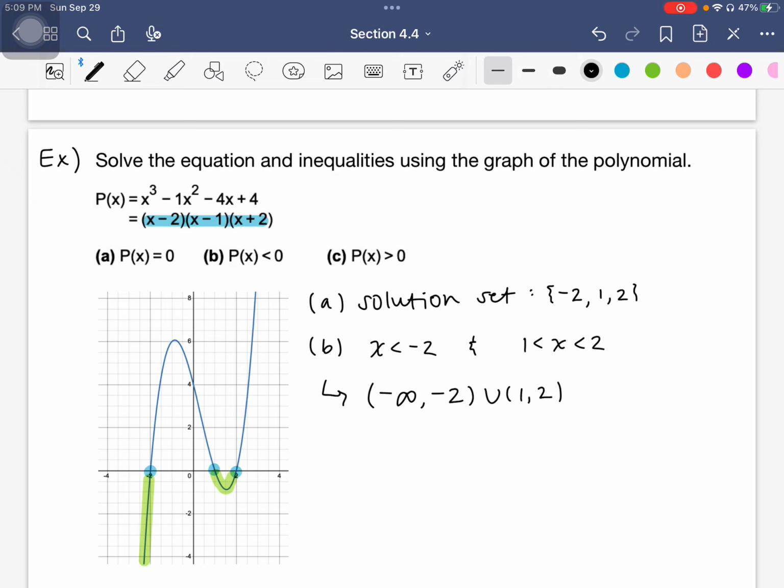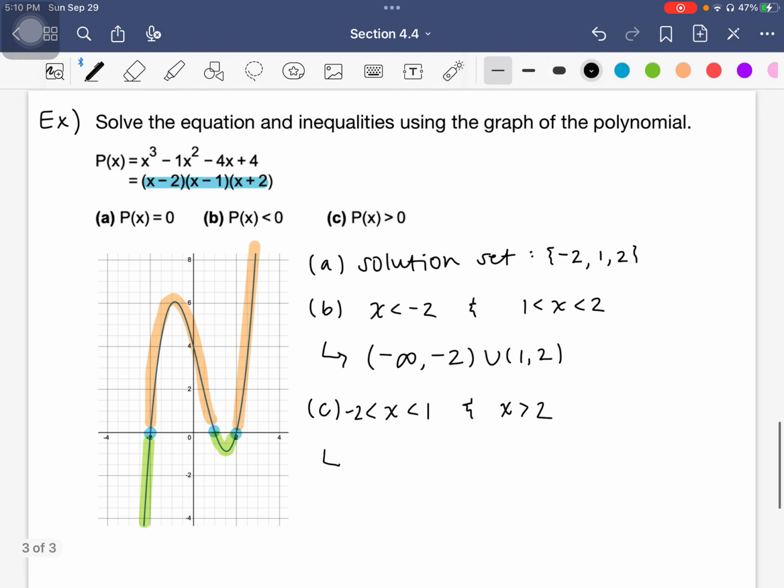And lastly, we want to figure out when all of our output values are going to be greater than 0, or positive. We know that's going to occur for everything above the x-axis here. So it's going to be all of these here. That'll be when x is in between negative 2 and 1, so in between these two, and when x is greater than 2. And then in interval notation, this will be negative 2 to 1, and then 2 to infinity.